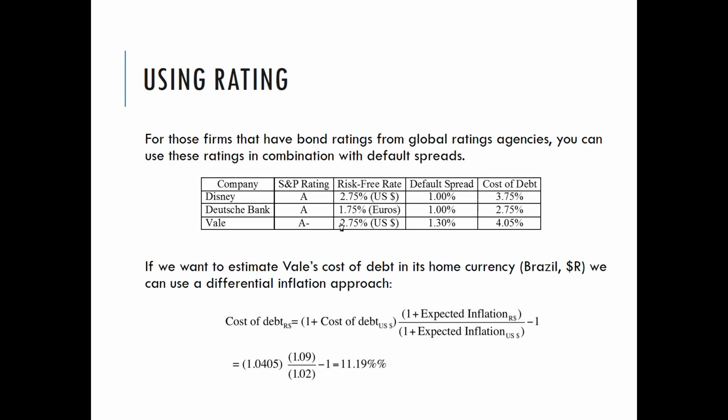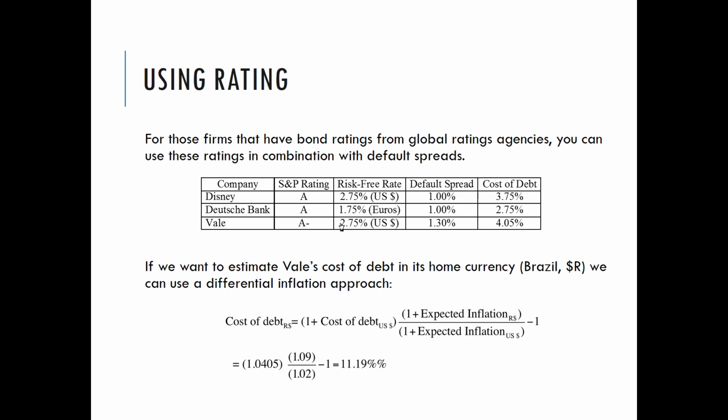So again, using an official rating, you look up the official rating on Bloomberg or whichever service you might use. That rating effectively tells you the riskiness of the company. Usually A's are better than B's, B's are better than C's, and so on. So here, for example, we have three different examples. We have Disney, Deutsche Bank, and Vale. Vale is a Brazilian mining firm.